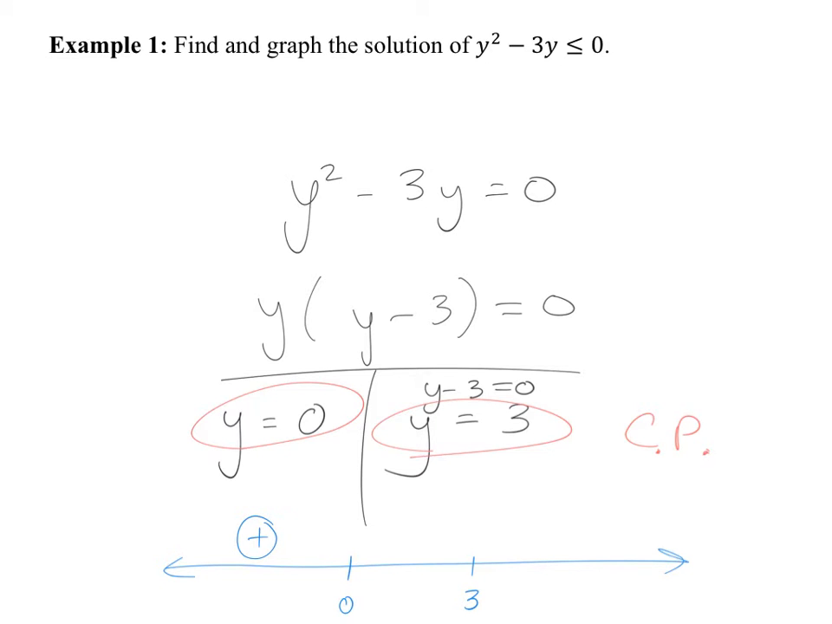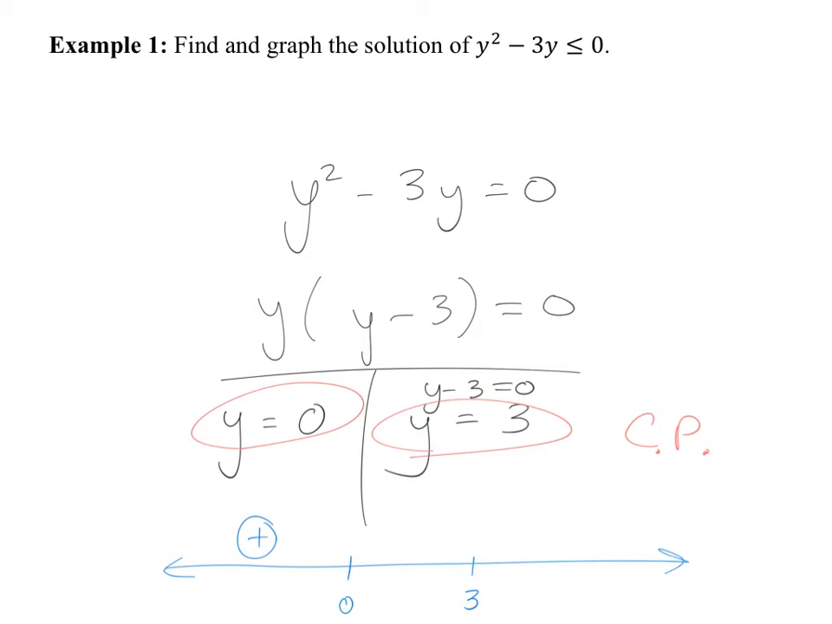Okay, now test the point in the middle region. What point works in the middle region? I would definitely test 1 here. You could test 1 or 2, either one. I would test 1. Plug a 1 in right here. It's positive.